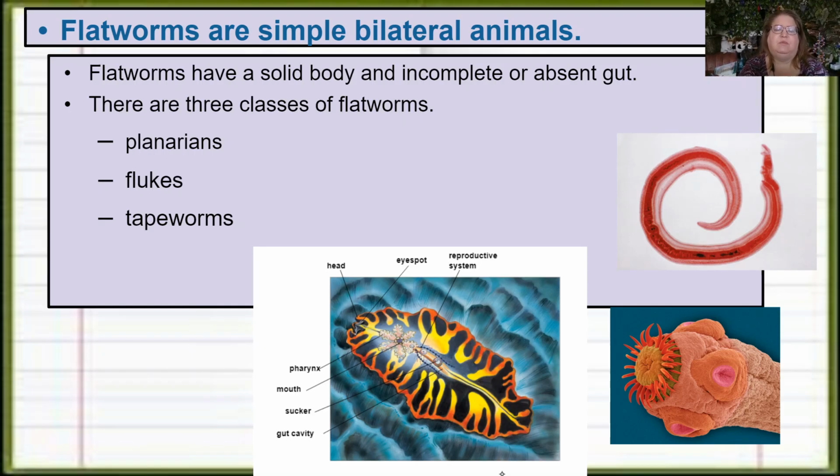Flatworms are simple bilateral animals. So we're going to start seeing that right and left bilateral symmetry here. And we're going to look briefly at three different kinds. There's planarians, flukes, and tapeworms, which if you have the last two, you're not a happy camper. So flatworms are going to be the simplest bilateral animal. They have a solid body.